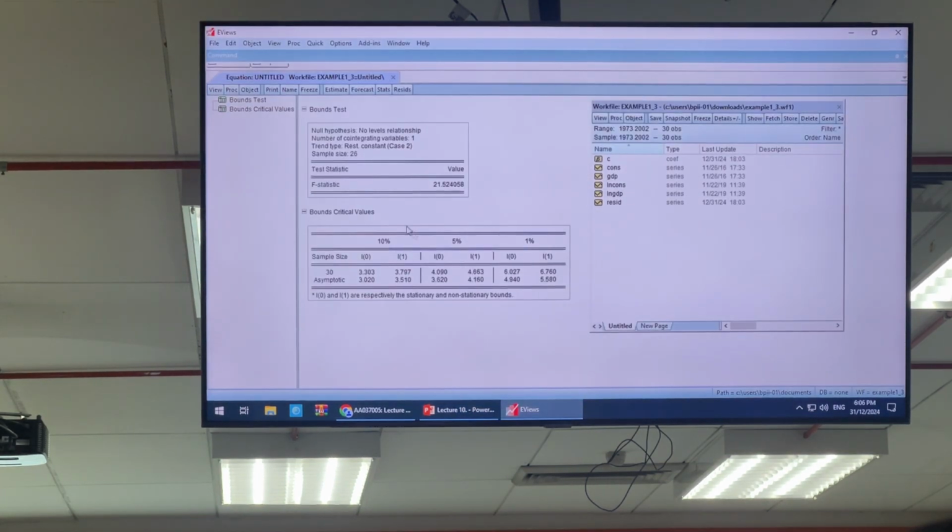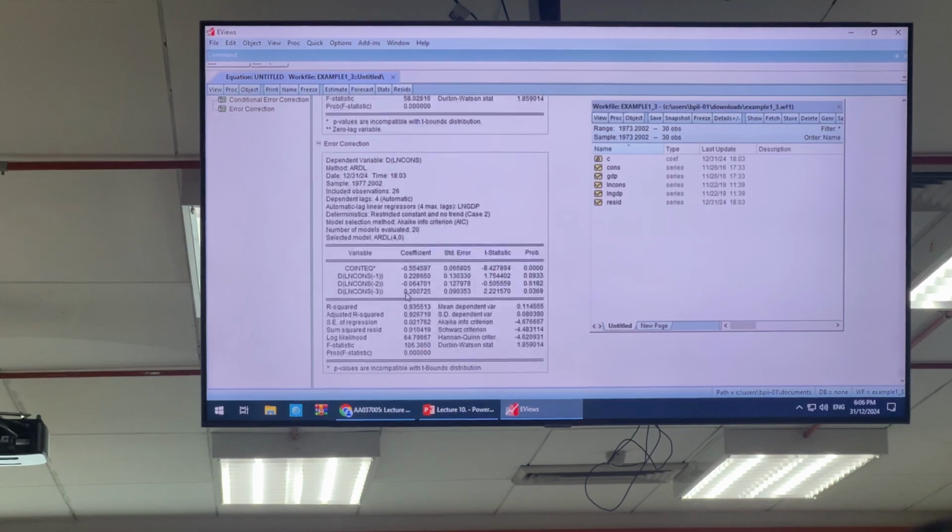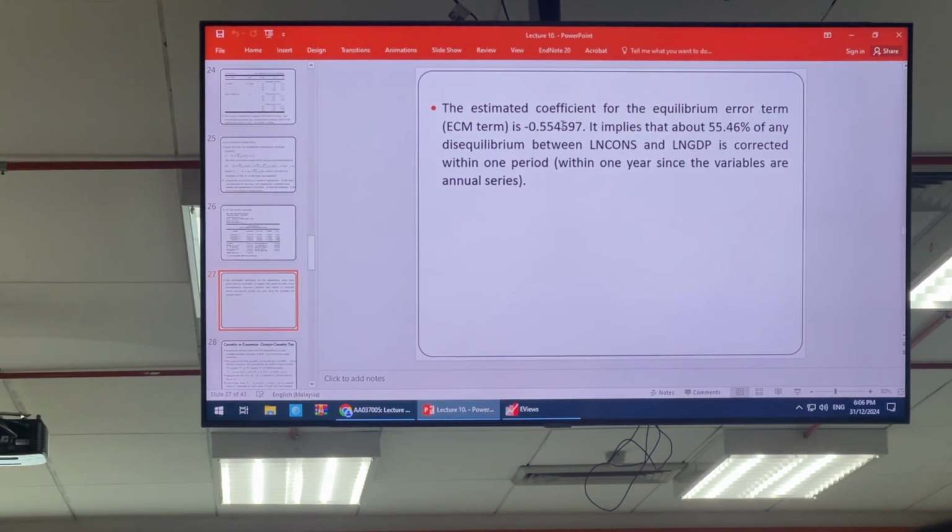So if you select this one, I got the result. Then if you estimate that one, the coefficient for the ECM error correction term is -0.55. So in terms of interpretation, you see that the estimated coefficient for the equilibrium error term is -0.5546. It implies that about 55.46% of any disequilibrium between the two series is corrected within 1 period.